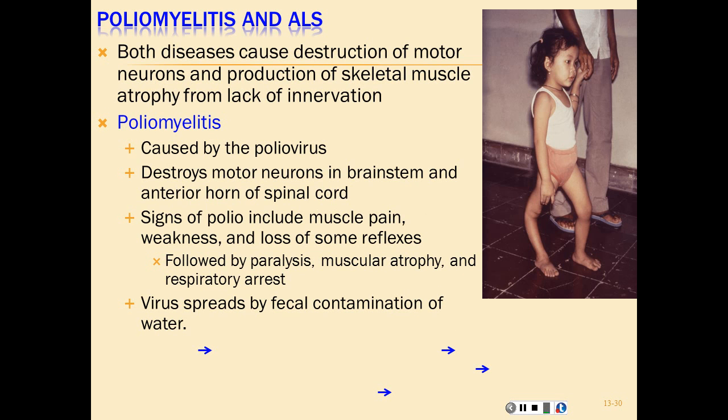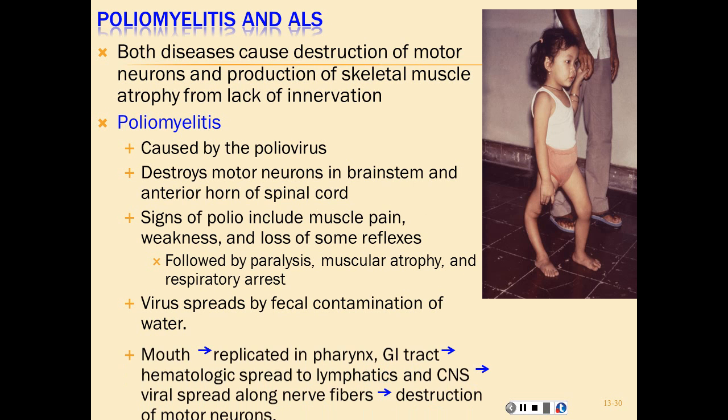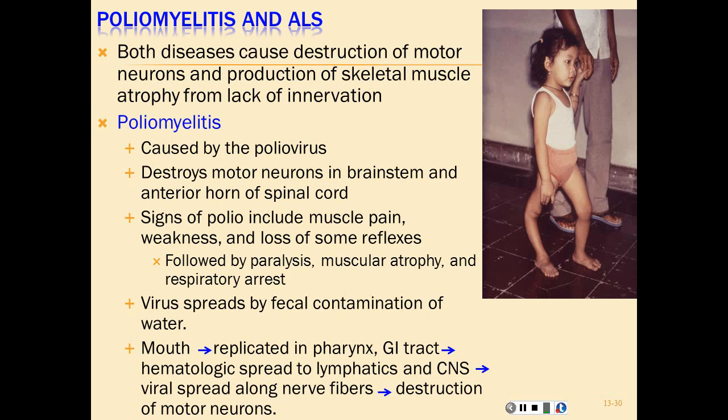Now, the virus spreads by fecal contamination of water. So if you have infected cattle, and it gets into the water, of course, unknowingly you'll consume it, and it will go through our digestive tract, and it will start to replicate even before it gets to the intestines. So it's going to replicate in our pharynx, and of course get to our GI tract and continue to replicate.